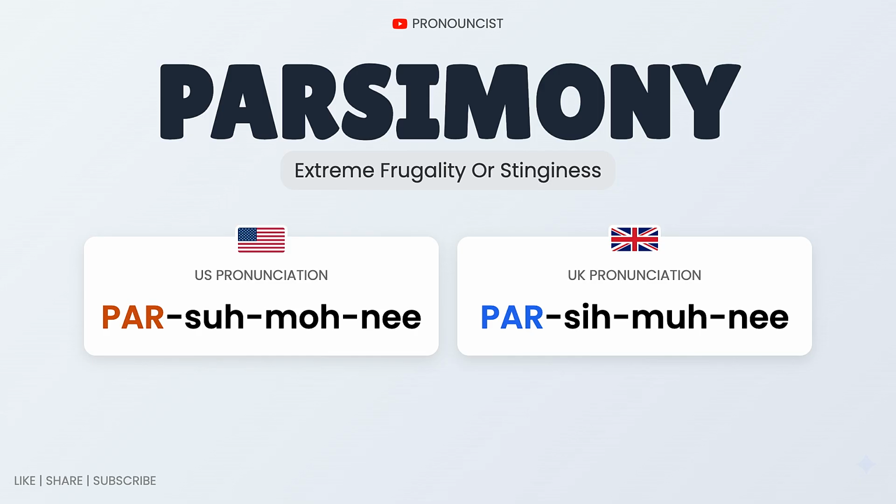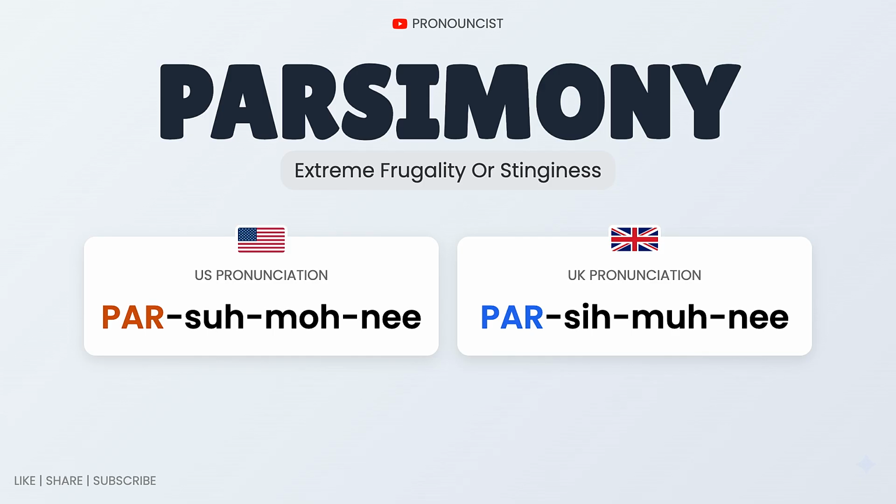Parsimony. Now, read the syllables of British pronunciation shown on the screen naturally. Par, si, m, ni. Parsimony. Par, si, m, ni. Parsimony. In US, stress par.